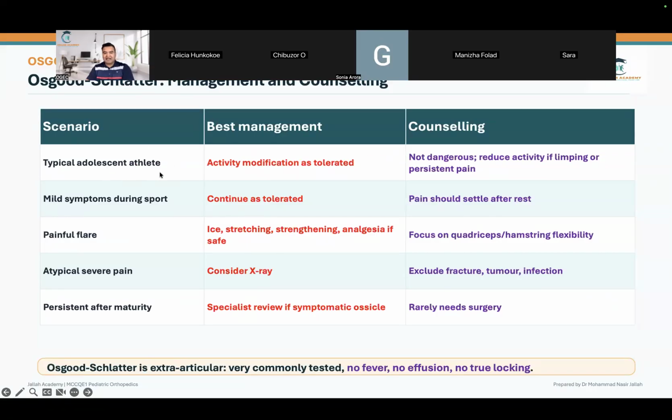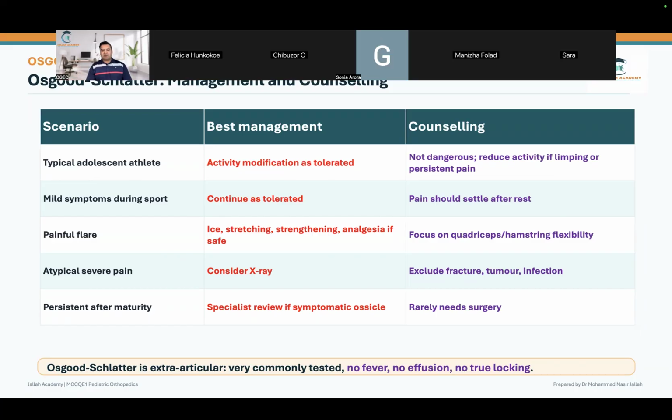Scenario: typical adolescent athlete, best management. For Osgood, activity modification, exactly the same way you do for patellofemoral syndrome. Not in terms of counseling, if you're doing counseling, that you're educating the patient based on what he has, the condition and the management. It is not dangerous; reduce activity if limping or persistent pain. So basically you educate the patient about the condition, and then you do some modification and decrease the activity until the patient gets better, and you gradually increase it.